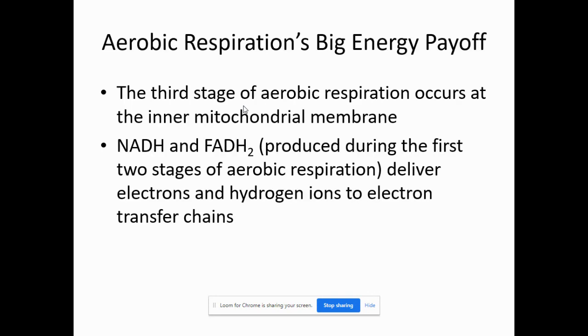Now, this third stage is where you have the majority of your ATP being produced. The third stage of aerobic respiration occurs at the inner mitochondrial membrane, and it's the big energy payoff. Most of the ATP is produced at this step. So what happens? You have those electron carriers, NADH and FADH2, produced during the first 2 stages. They deliver electrons and those hydrogen ions to the electron transfer chains.